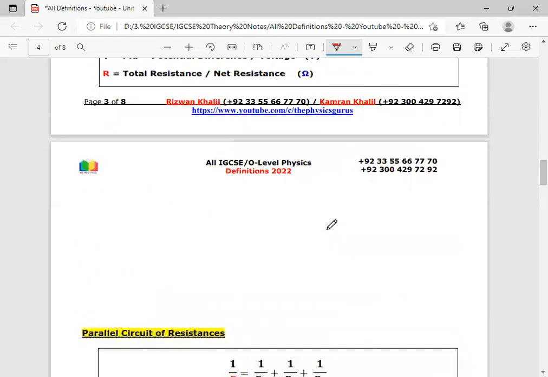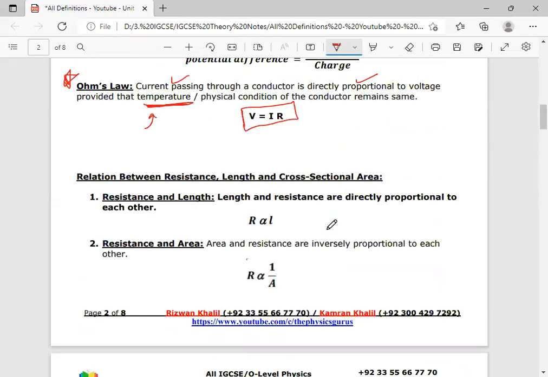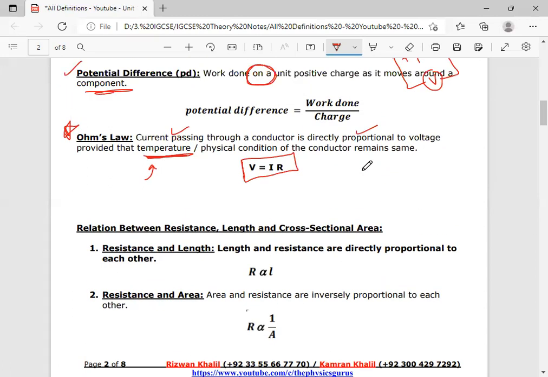Okay, now what is the definition of resistance? R is equal to V over I. So it is the ratio of voltage to current. What is the definition of resistance? It is the ratio of voltage to current, and the unit of resistance is ohm.